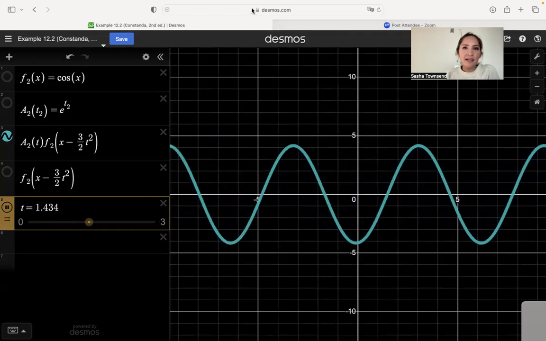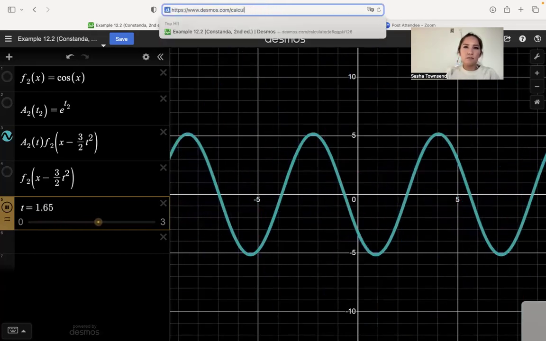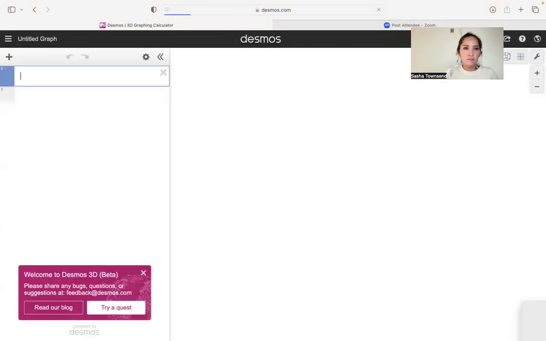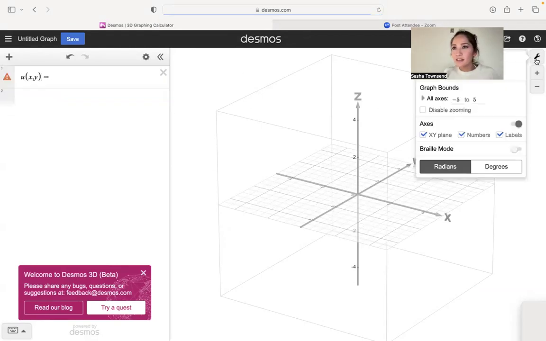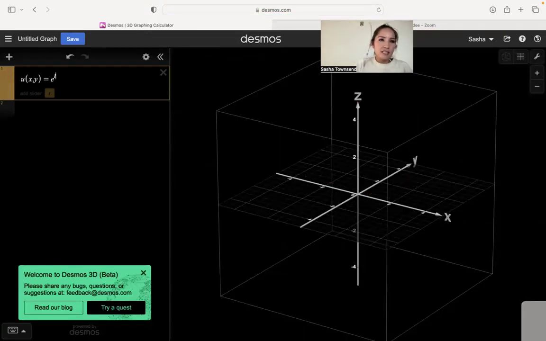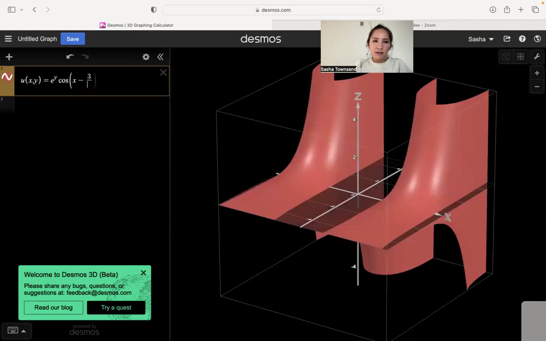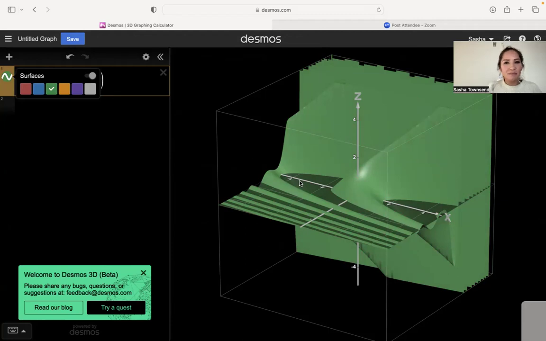Okay, so we've got that, but we could also graph this in 3D. So let's look at it in 3D. So I've got u of x and t, but I'm going to have to write u of x and y because of Desmos and how it graphs things. And we've got e to the t, or e to the y, times cosine of x minus 3/2 y squared. So there's our graph. It's kind of pretty.